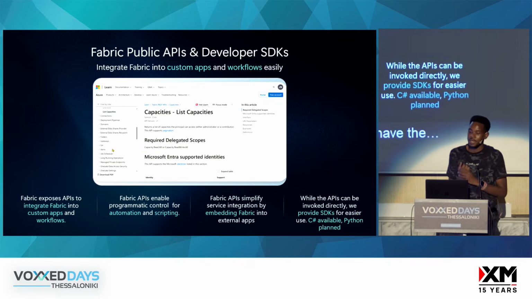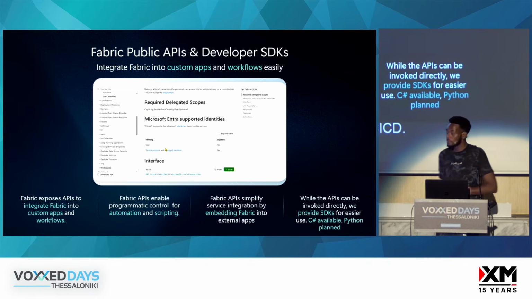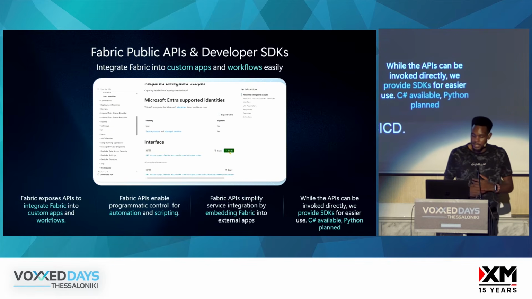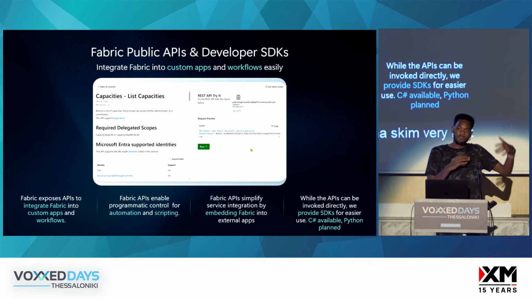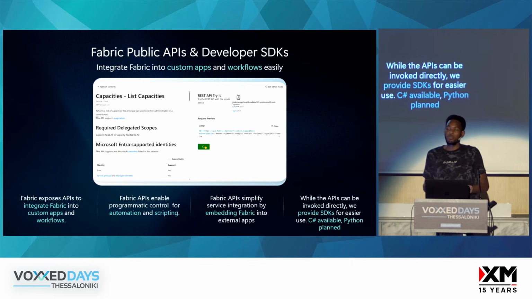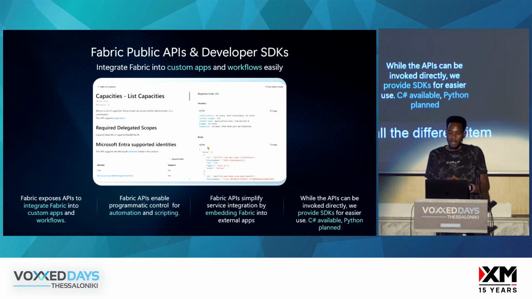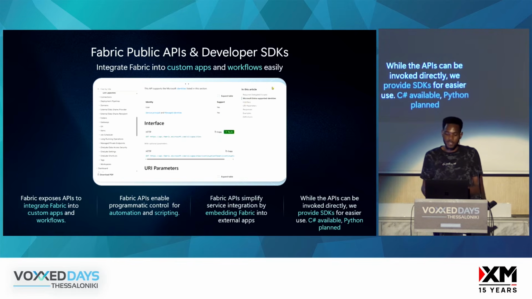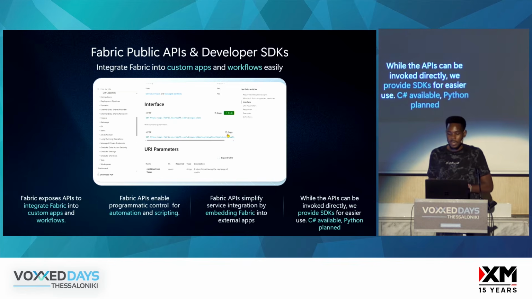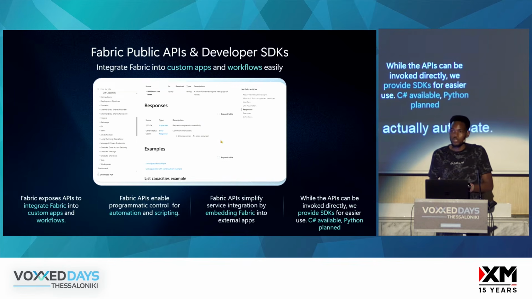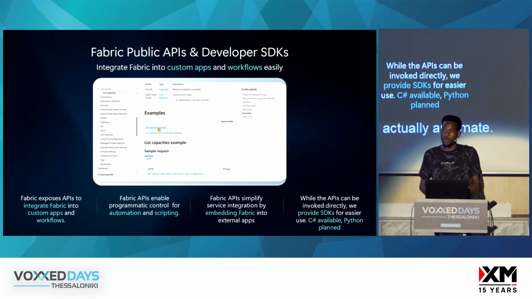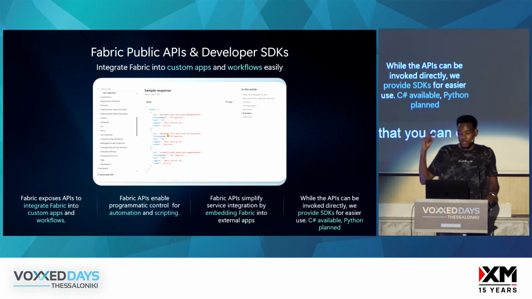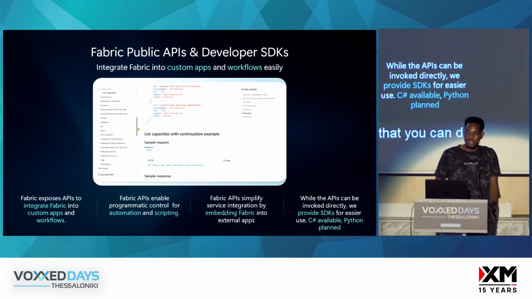The other thing that we offer are these public APIs, and I'm just going to skim very fast through these and developer SDKs, because you have these public APIs that can allow you to manage all the different item types. So over 80% of all the items that are supported in Fabric, you have access to their public APIs, and you can use these APIs to automate the different activities that you're working with. So almost everything that you can do from the UI, you have a public API that you can use to automate some of these processes.